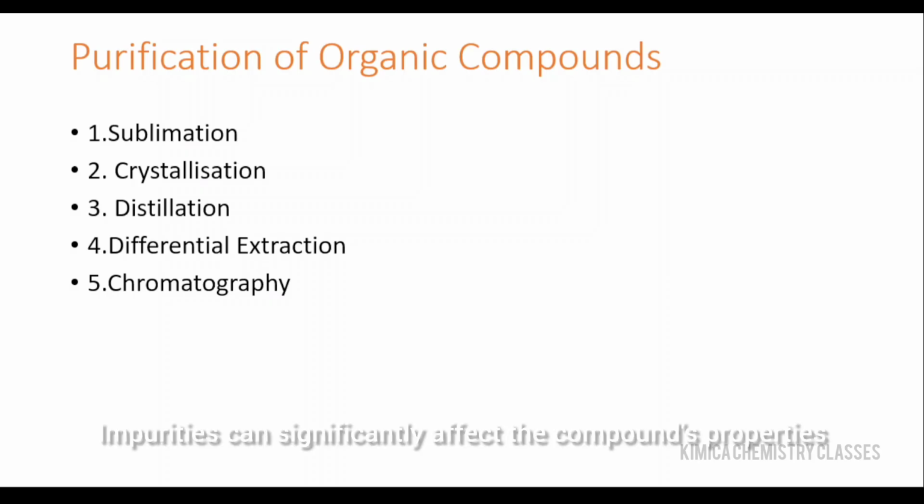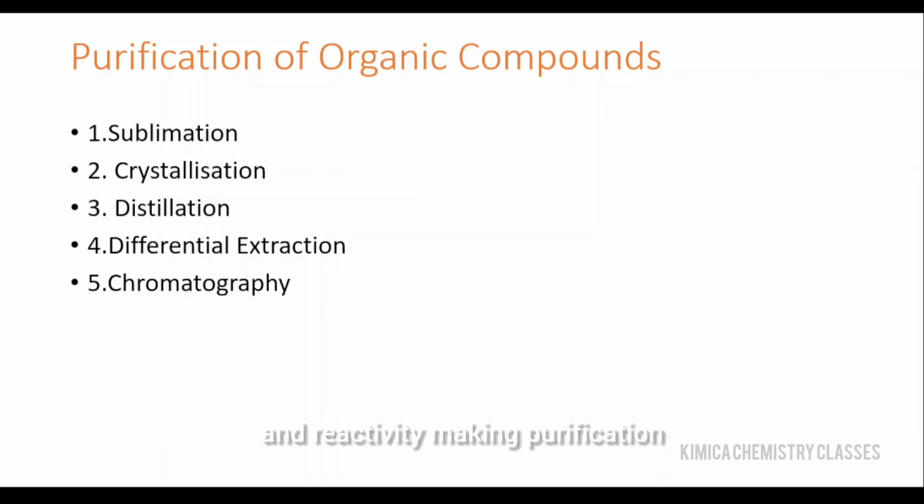Impurities can significantly affect the compound's properties and reactivity, making it unsuitable for its application. The choice of purification method depends primarily on the nature of the organic compound and the type of impurities present. The primary techniques employed for purifying organic compounds include sublimation, crystallization, distillation, differential extraction, and chromatography.